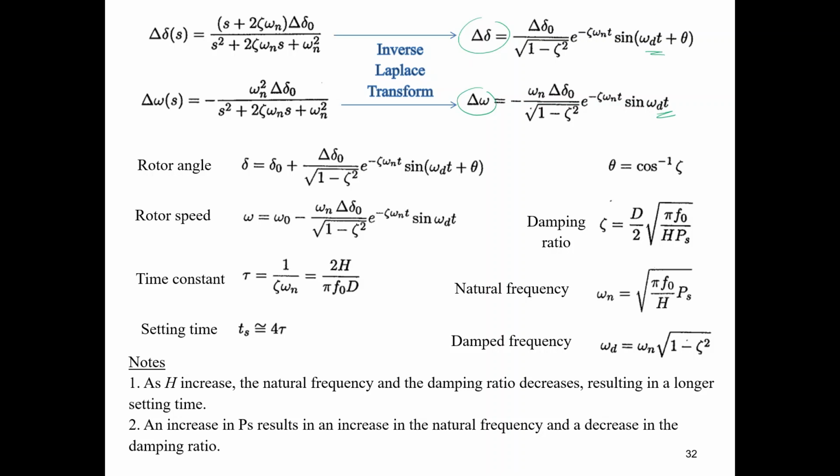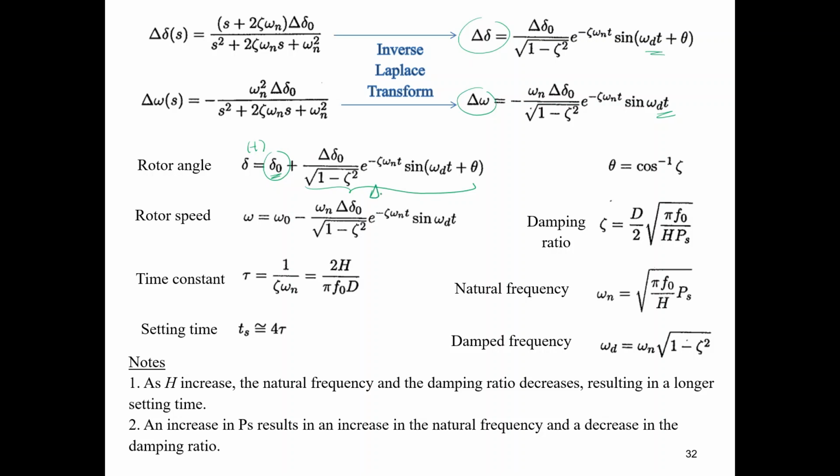Also in this case we have omega n and omega d. Omega n stands for the natural frequency, and omega d stands for the damping frequency. So we have the expression of the rotor angle. The rotor angle at any time t can be expressed in terms of the initial value plus this change of the delta.